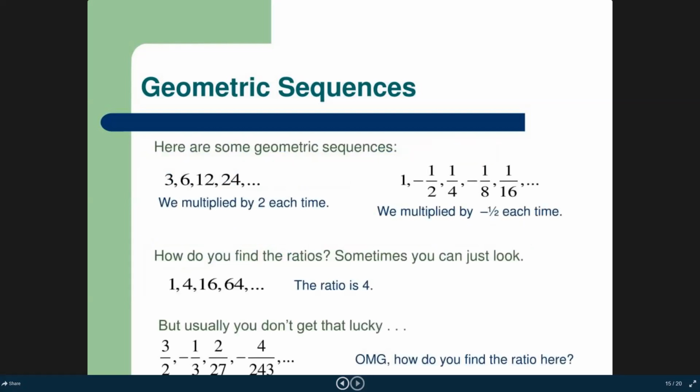And here are some examples. Take 3, multiply by 2, you get 6. 6 multiplied by 2, you get 12. 12 multiplied by 2, you get 24, and so on. You are multiplying this time, not adding.